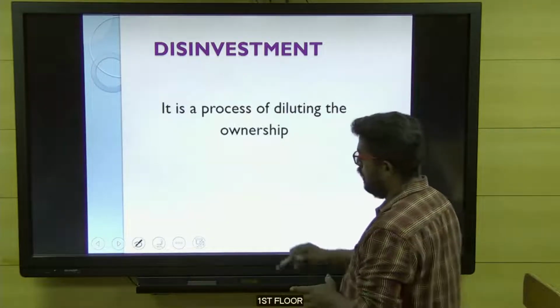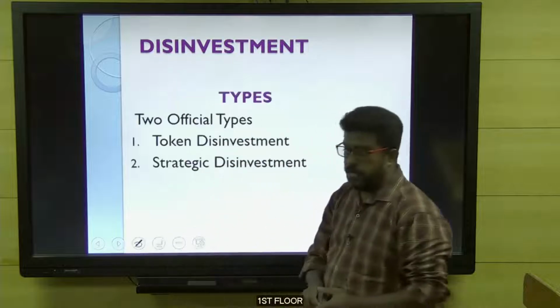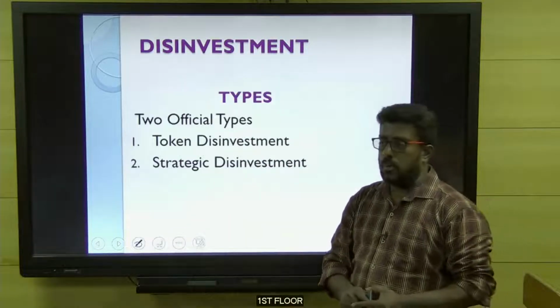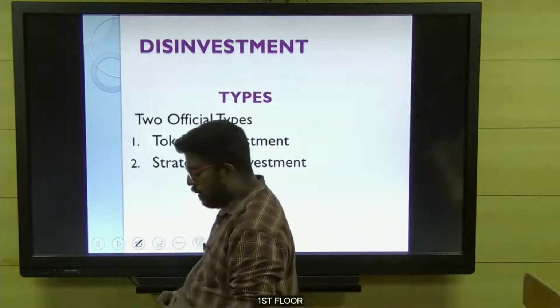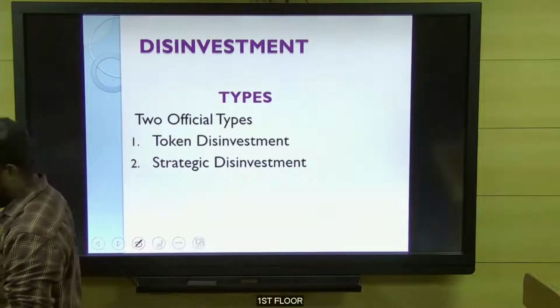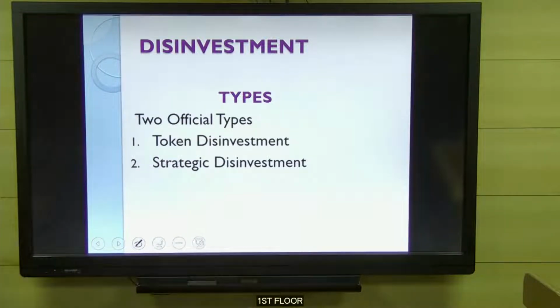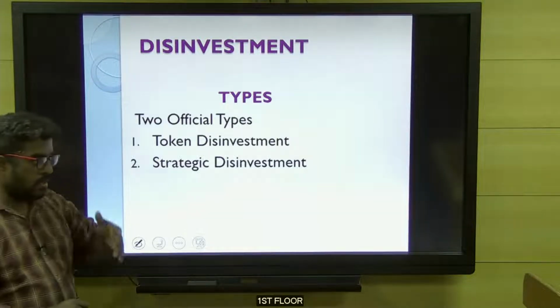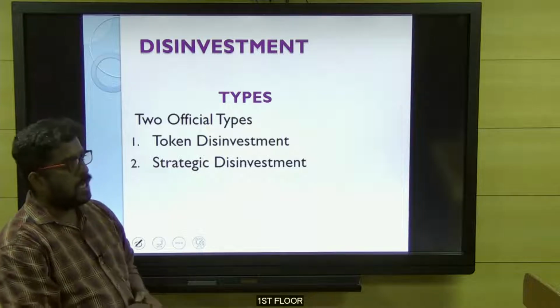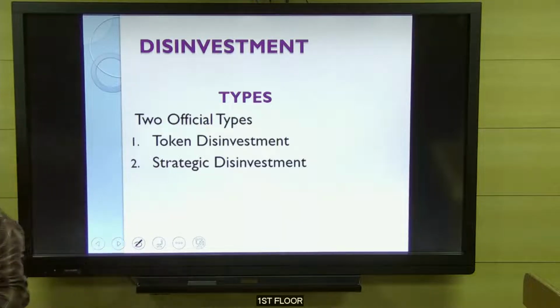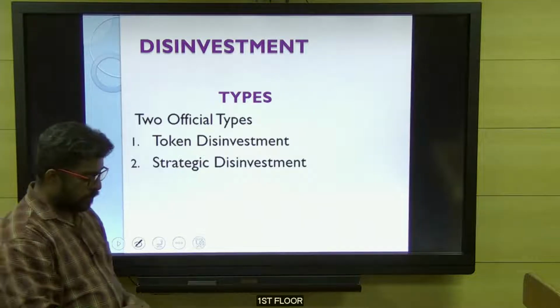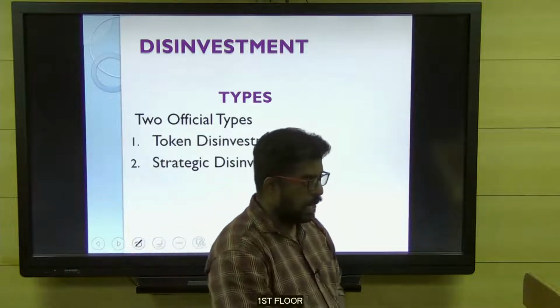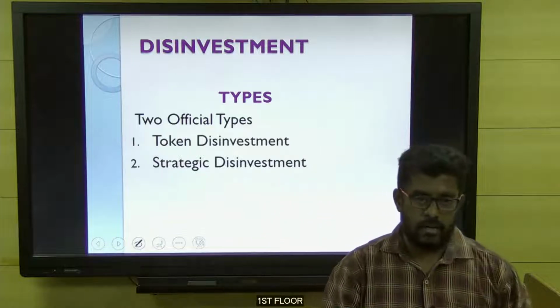If you have noted that down, copy the next slide. Disinvestment is of two types. What are the two types? The first type is called token disinvestment. The second type is called strategic disinvestment. What is the meaning of the word token? What is the meaning of the word strategic? Now let me explain both.